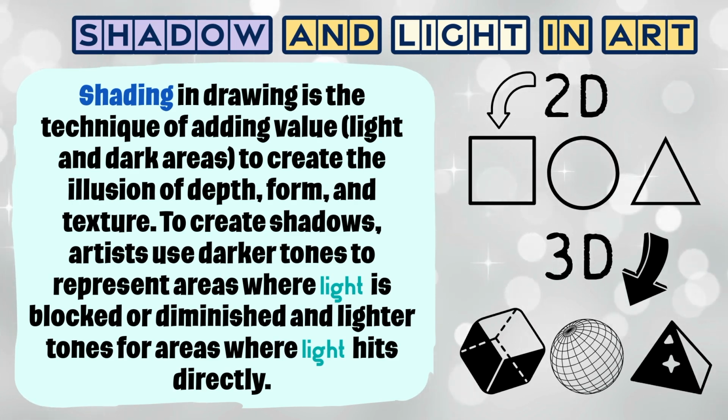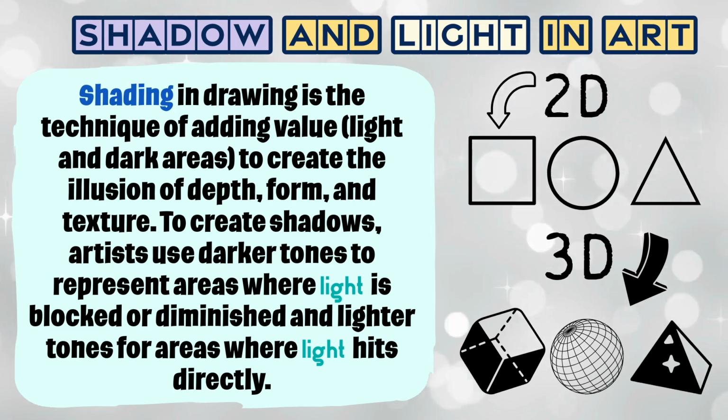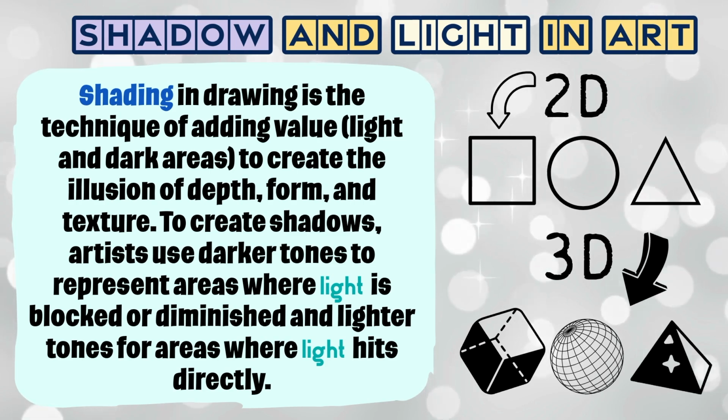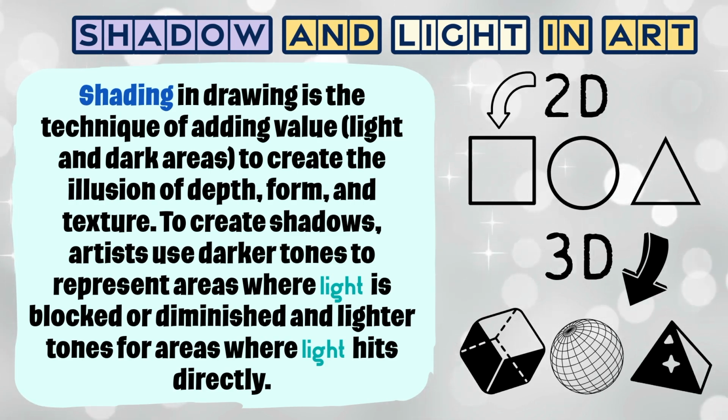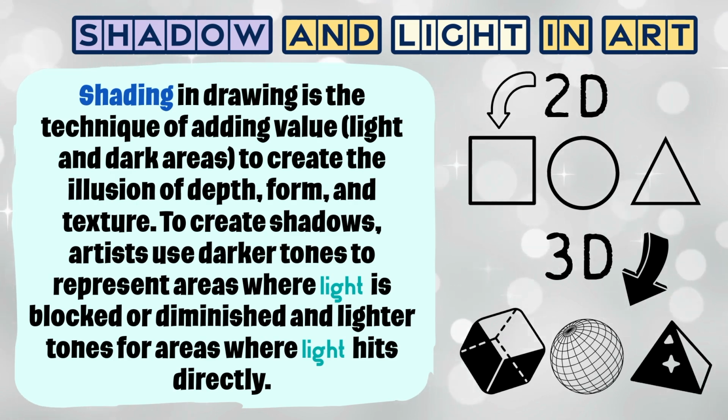On the right, you can see two sets of shapes. The top set is flat and two-dimensional. The second set is three-dimensional and has shadow and light, creating the illusion of depth.